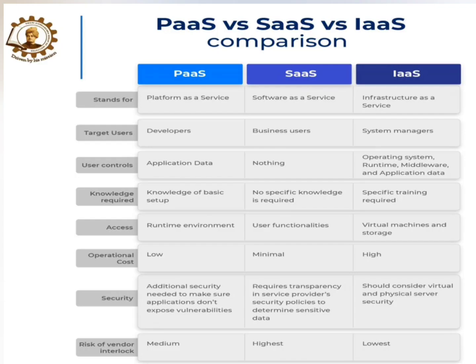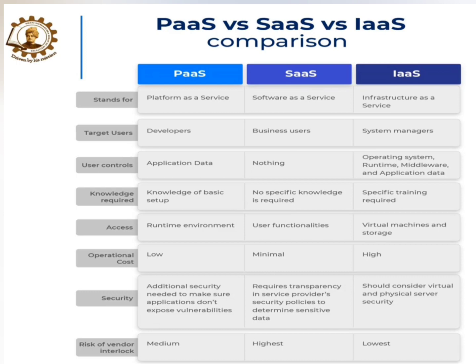Now, let's differentiate among infrastructure as a service, platform as a service, and software as a service. The first one is infrastructure as a service: renting virtual building blocks like servers, storage, and networking. Whereas in platform as a service, you rent a pre-built development environment with tools and resources. In software as a service, you rent and use software applications over the internet.